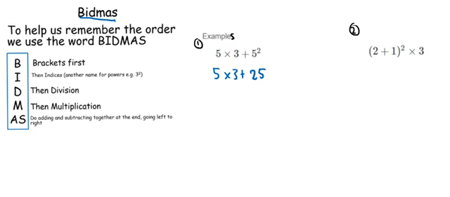Then I would do division. In this question there's no division, so I have to just move on. Then I do multiplication, and there is multiplication. There's 5 multiplied by 3, which is 15. And then I have to add on the 25 still, so I'm just bringing down the plus 25. And then my last thing is the adding and subtracting, so there is adding, so 15 plus 25 is 40.